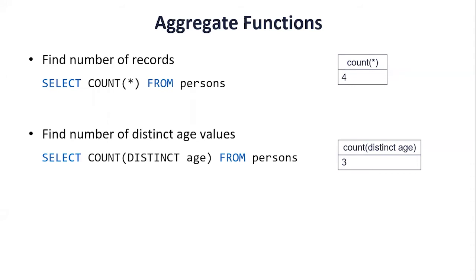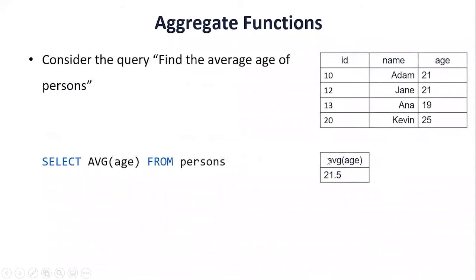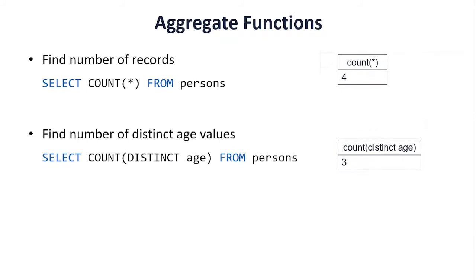let me show you the table that we have. So you can see that there are two persons with age 21 and one with 19 and another one with 25. So that means when we run this count distinct age query, we should get the result as 3 because there are only 3 distinct age values, 21, 19 and 25.